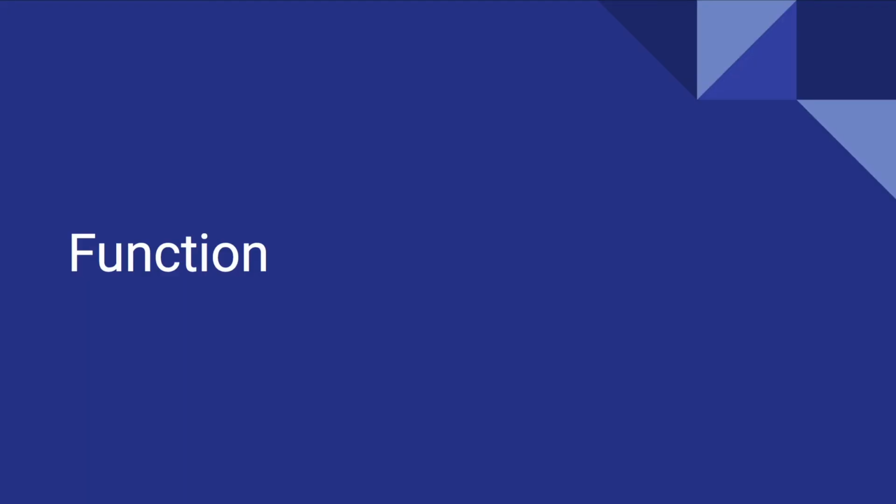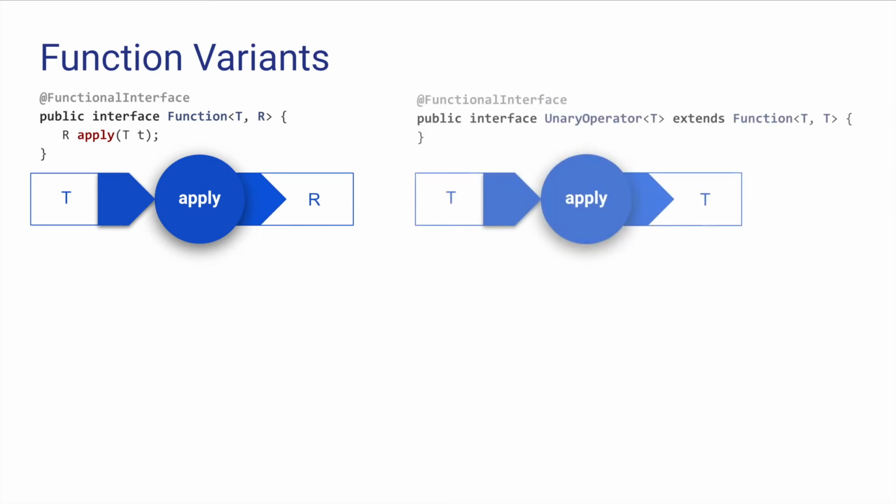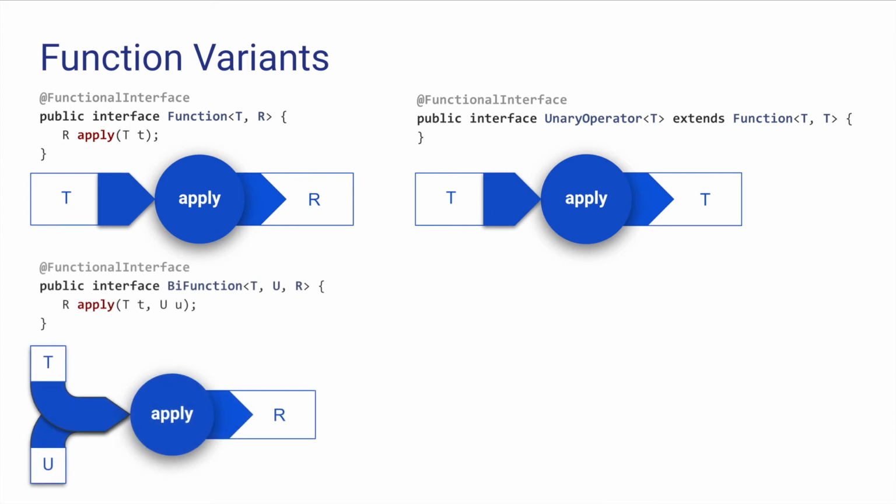Let's now talk about Function in more detail. So the Function interface looks like this. It represents an operation that accepts an argument and produces a result. And then there is a specialized function called UnaryOperator, which takes and returns the same type of object. And as you might have already expected, there is a BiFunction which takes two inputs and produces a result R.